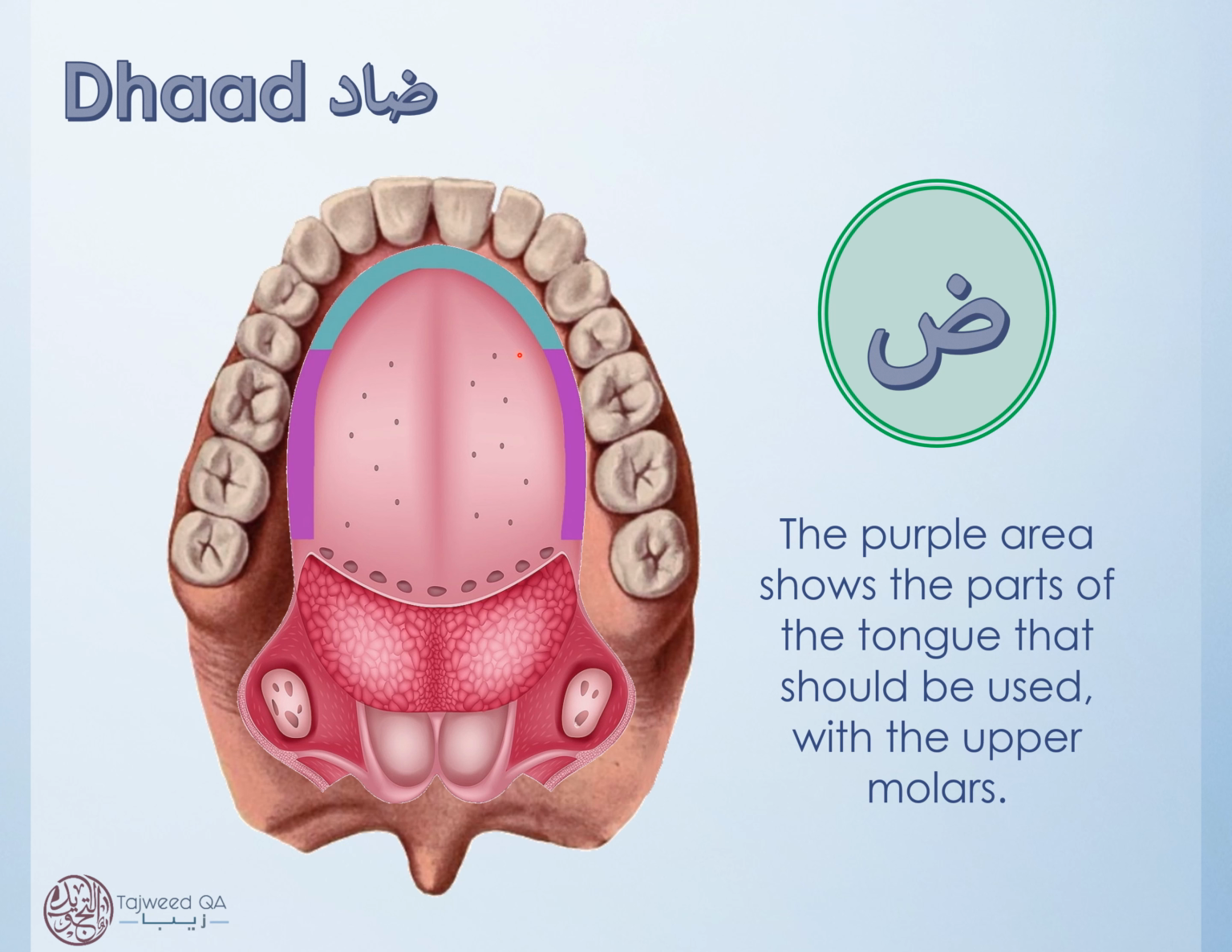So Da, Du, Di. The pressure has to be on either one edge or both edges can be used. Da, Du, Di, and Ad. So when it's pronounced with a sukoon, Ad. Again, you have to make sure that this pressure is built up on the edges of the tongue when you're pronouncing the letter.